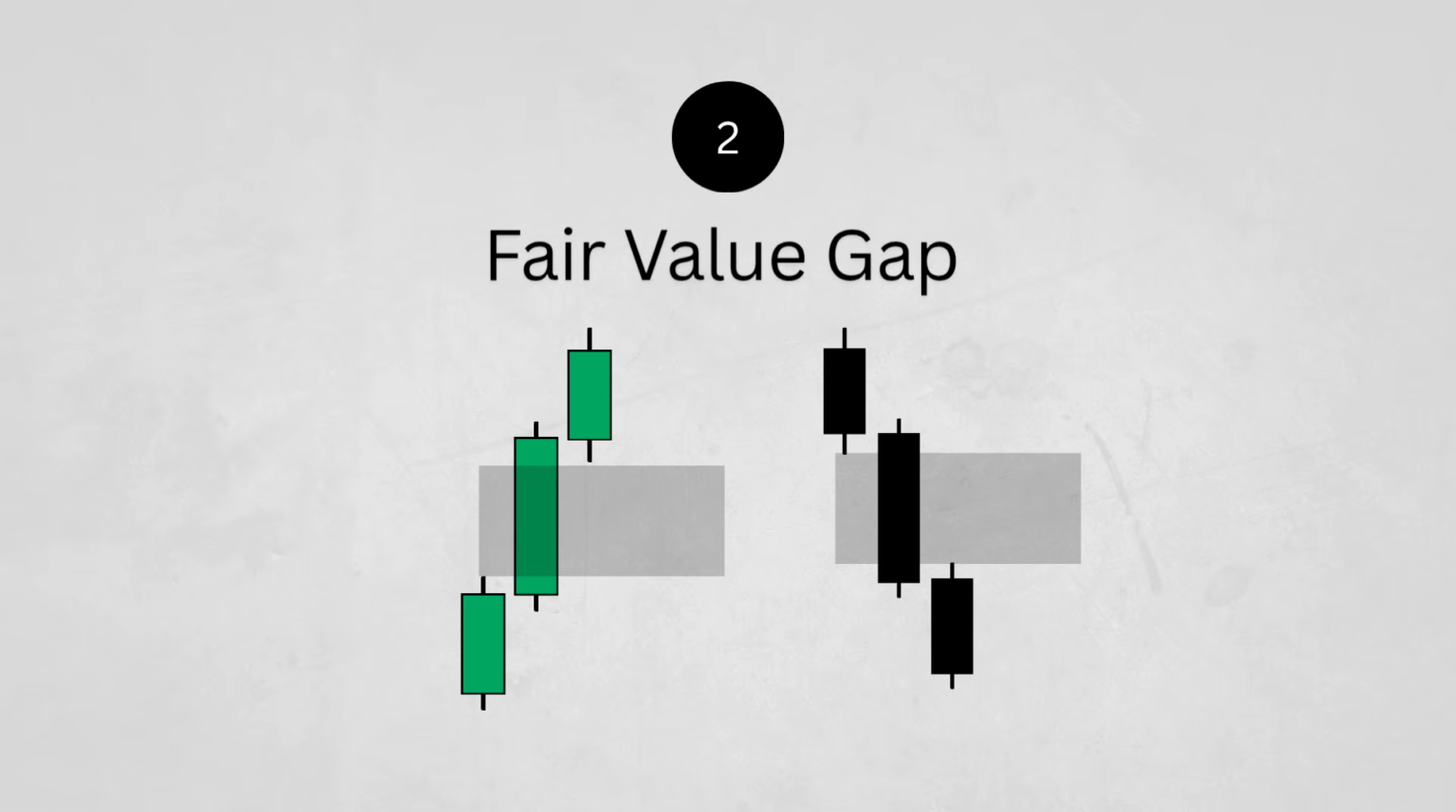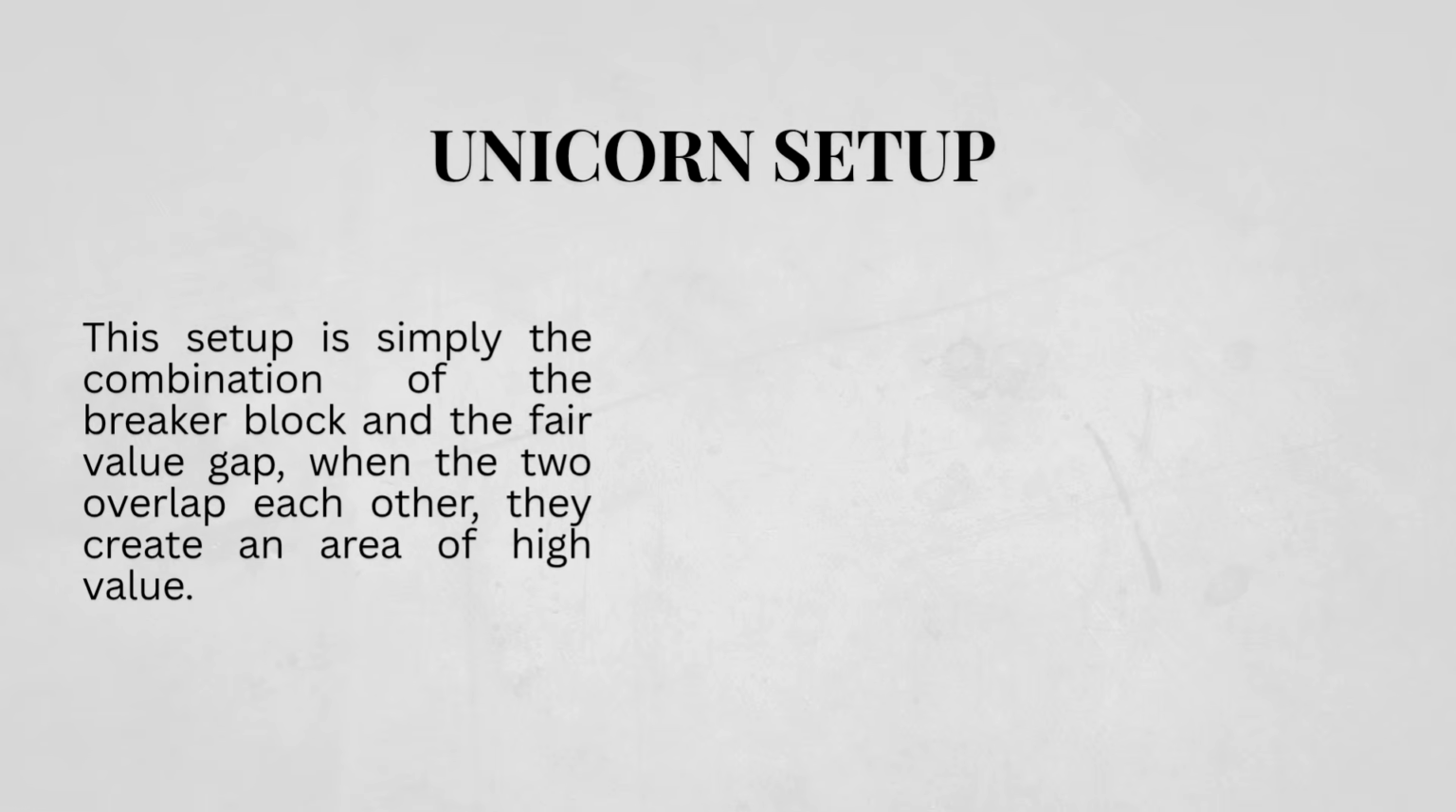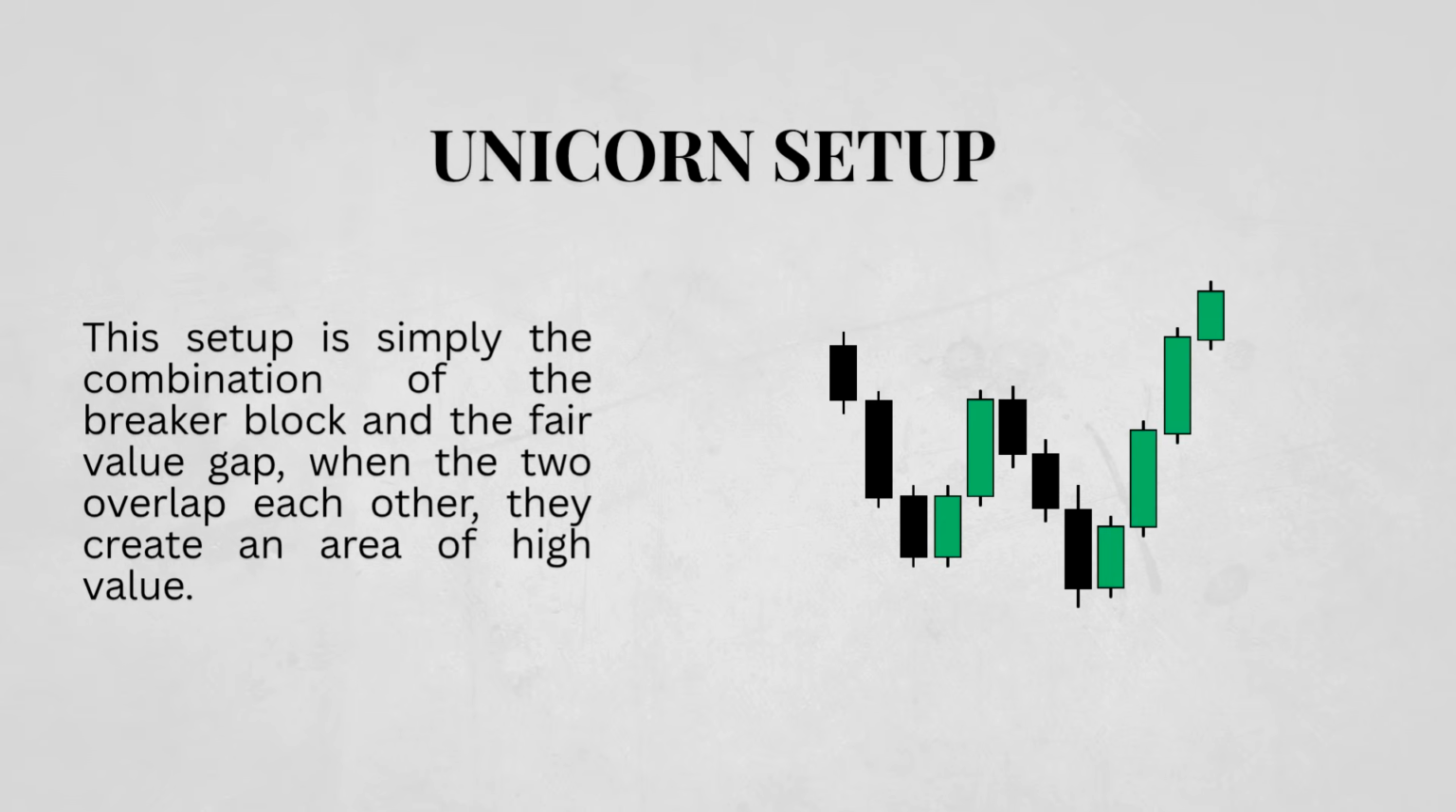Now let's talk about how both concepts come together to form what we call the unicorn setup. This setup is simply the combination of the breaker block and the fair value gap. When the two overlap each other, they create an area of high value. In this example, you can see a low, a lower low, and a higher high, which makes this candle our breaker block. Now the unicorn model forms when price creates a fair value gap inside that breaker block.